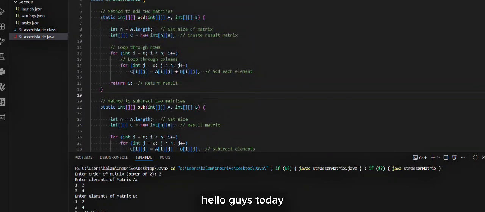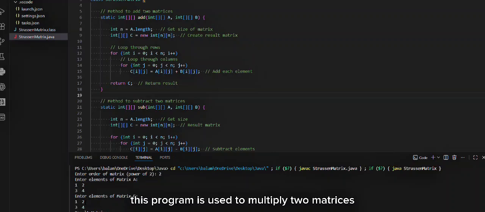Hello guys, today I am going to explain a Java program that implements Strassen's matrix multiplication algorithm. Don't worry about the big name, I'll explain everything in a very simple way. Basically, this program is used to multiply two matrices. Normally, when we multiply two matrices, we use three nested loops. That works fine for small matrices.